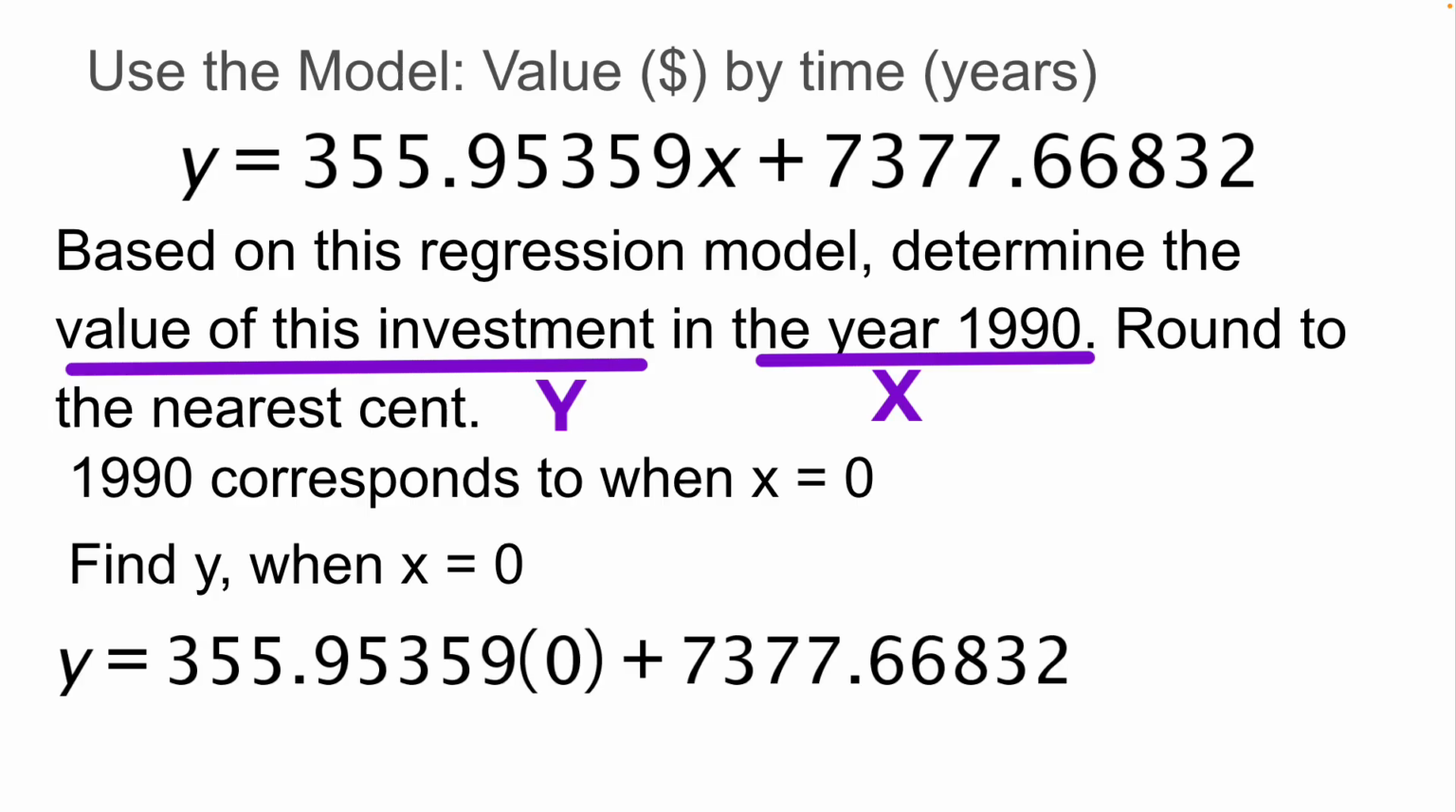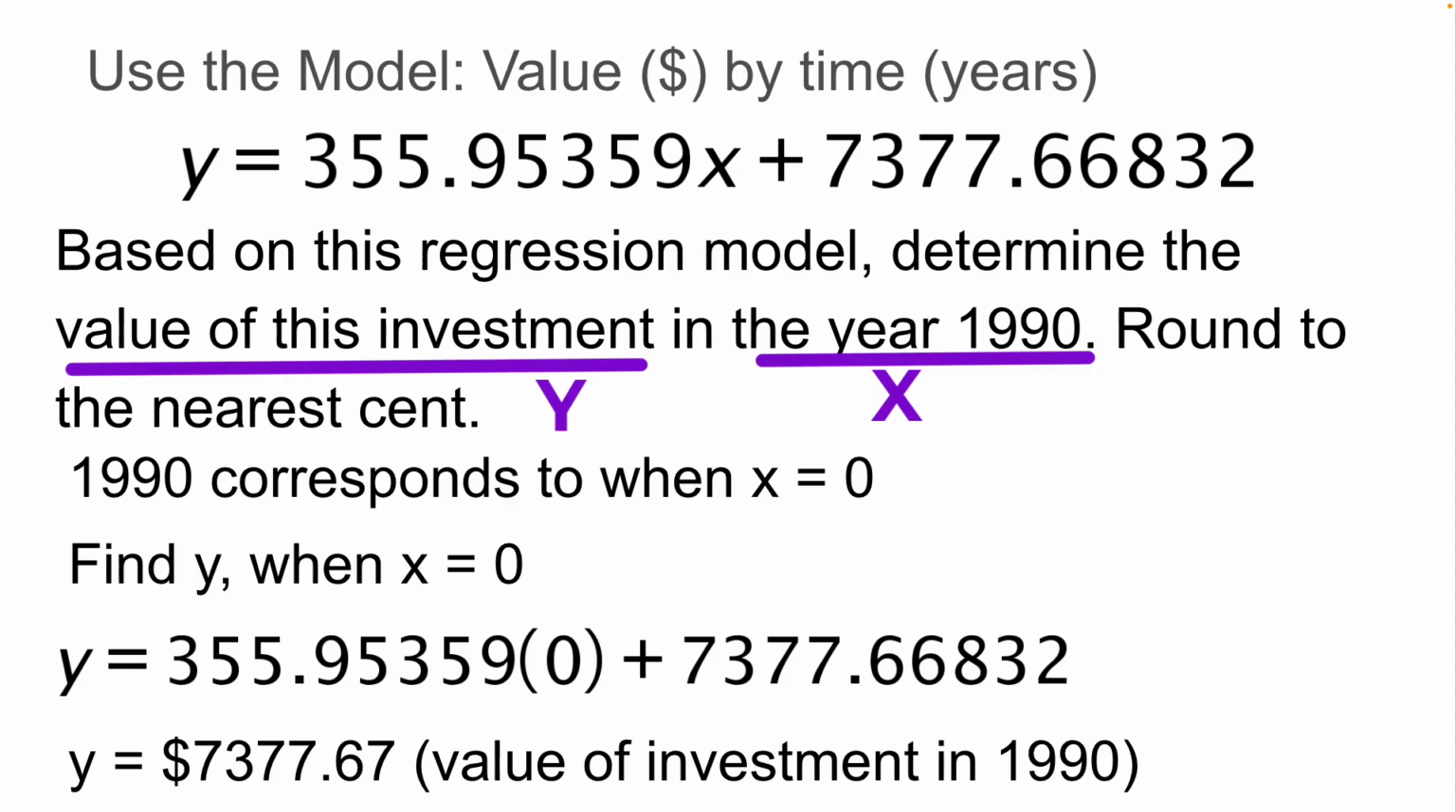Let's use our model to find Y. So we would plug in 0 for X. This would give me 355.95359 times 0 plus 7,377.66832. You should wait to round your answers until you've done all of the calculation. Now in this case, because we're just multiplying by 0 here, we know that Y is going to equal 7,377.67 rounding to the nearest cent. This represents the value of our investment in 1990.